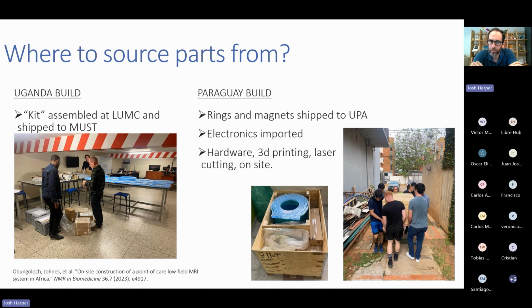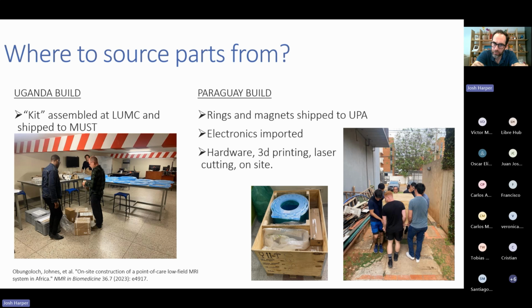In Paraguay, we took a different approach because we weren't on such a time limited schedule. And we decided that we would ship the CNC milled plastic and the magnets and a couple of other hard to get components like brass threaded rods to Paraguay directly from Leiden, because we already knew that we had vendors that could supply these to spec and with quality. So we shipped those components, and then we imported the rest of the electronics that we would need. And then we worked with local resources to purchase hardware to do 3D printing, laser cutting, other more minor jobs.